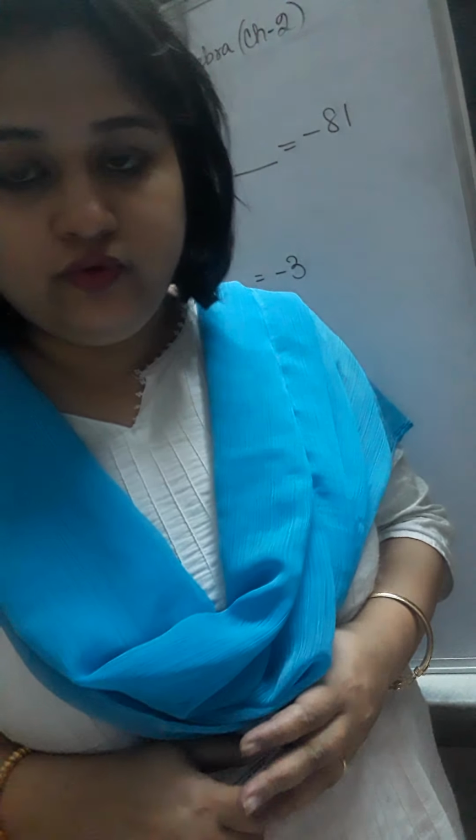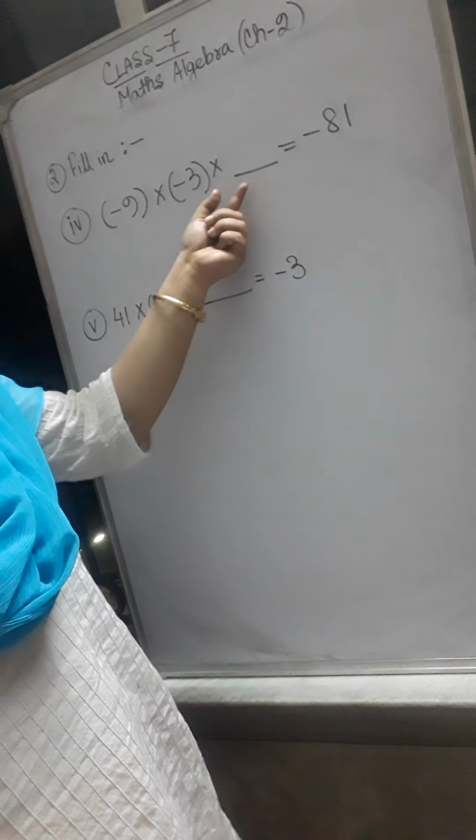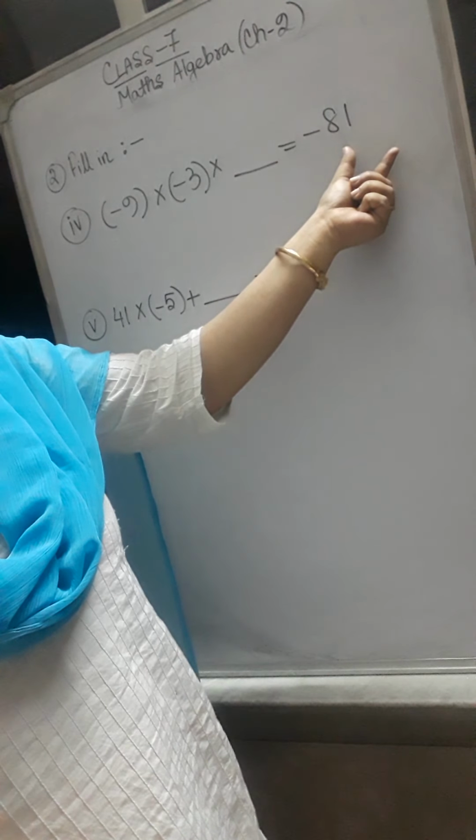Now in this video we will be continuing with the algebra exercise 3 of chapter 2. We have already started with the second question, fill in, and the remaining portion of fill in the blanks number 4 and 5 I will be doing it now. So minus 9 into minus 3 into dash, that is unknown, equal to minus 81.